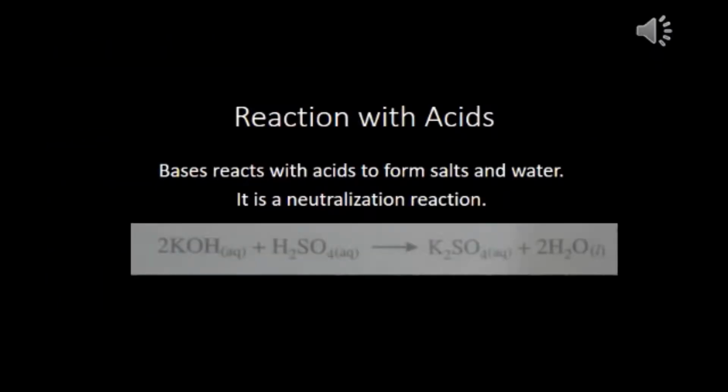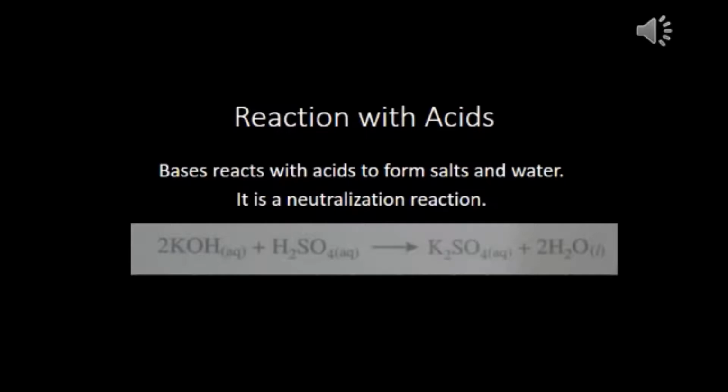Moving on to our next topic, that is the general properties of bases. Physical properties, as we have discussed the physical properties of bases in our previous slides. So here are some chemical properties of bases. Number one, reaction of bases with acids.